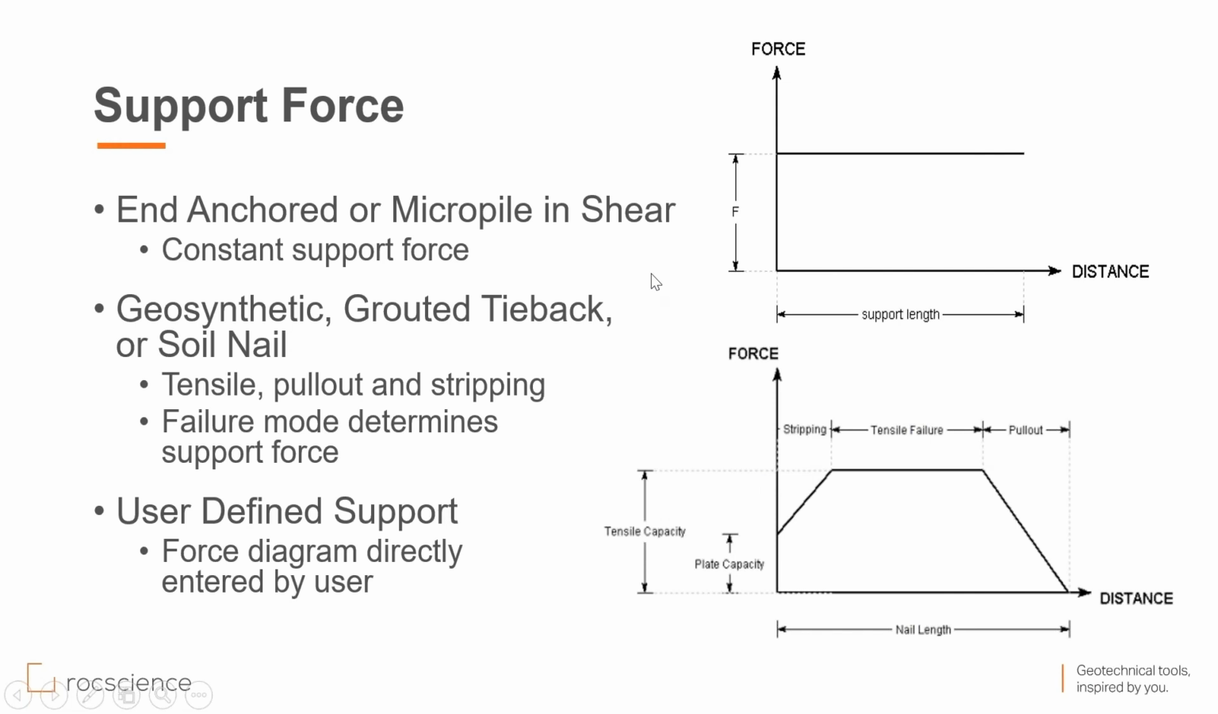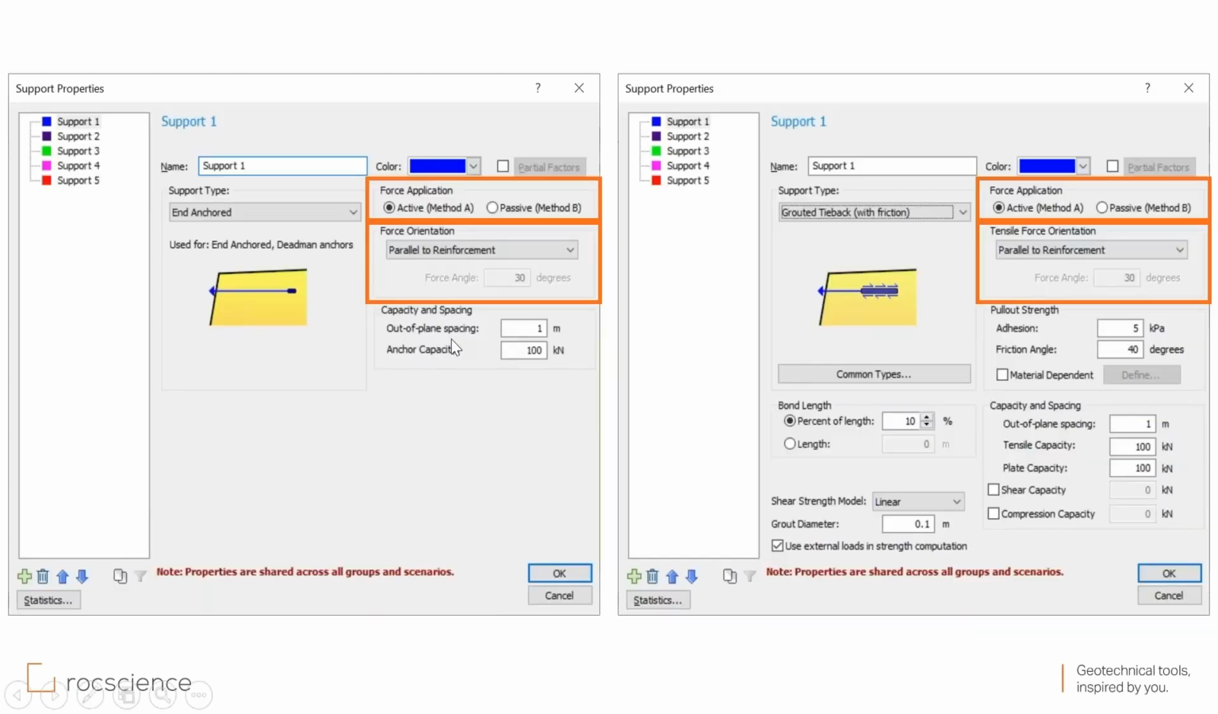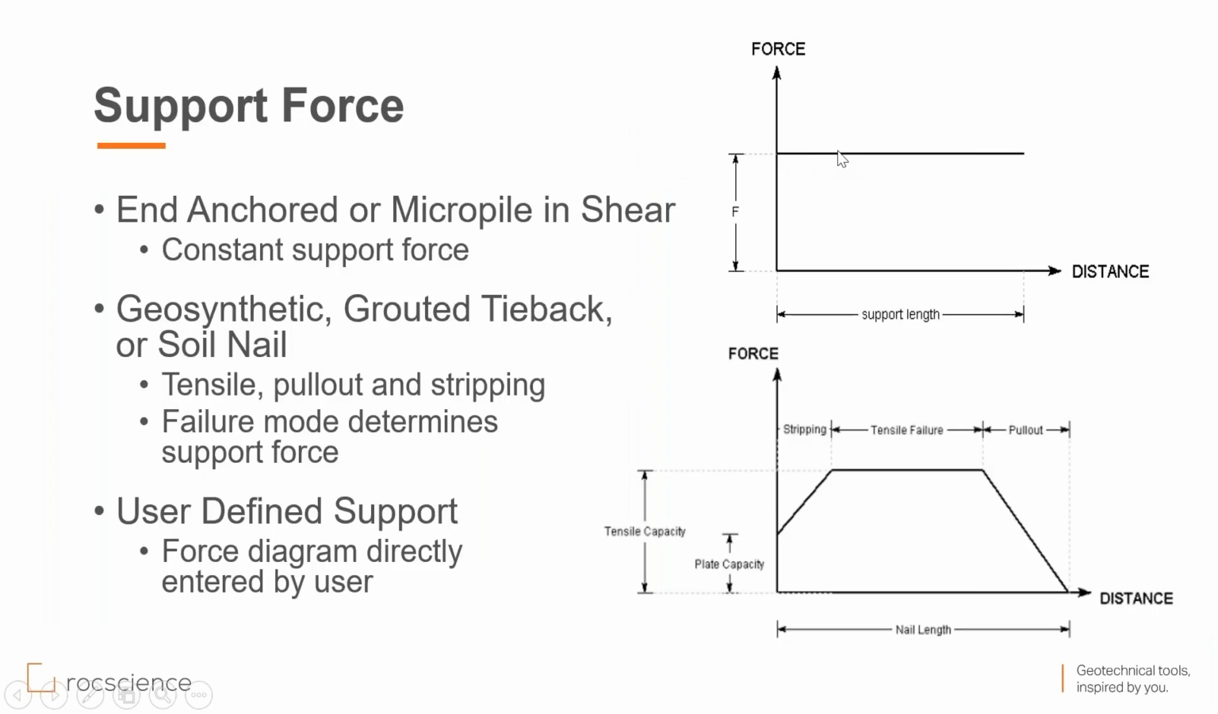So looking specifically at end anchored, for example, so I'll just go back to the slide. We see the inputs are anchor capacity and spacing. So the force applied is capacity divided by spacing. It's very simple. It's 100 in this case. So the force diagram for that one is just a straight line. Along the length of the support, it's the same.